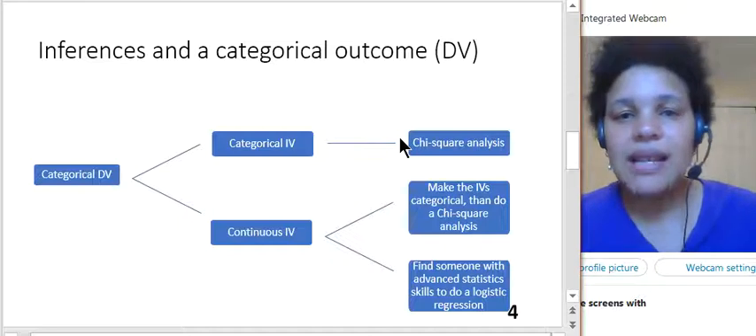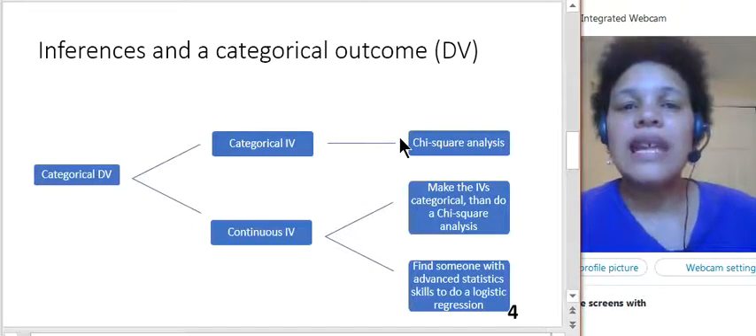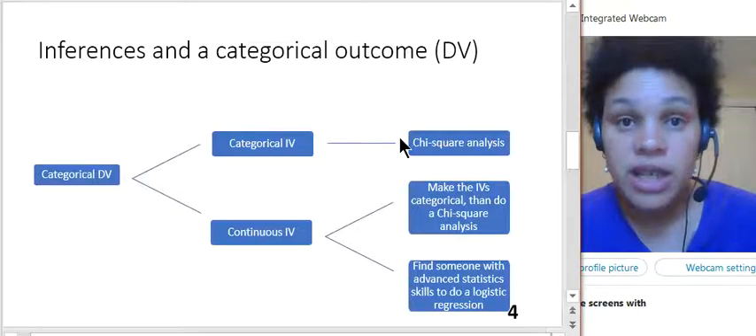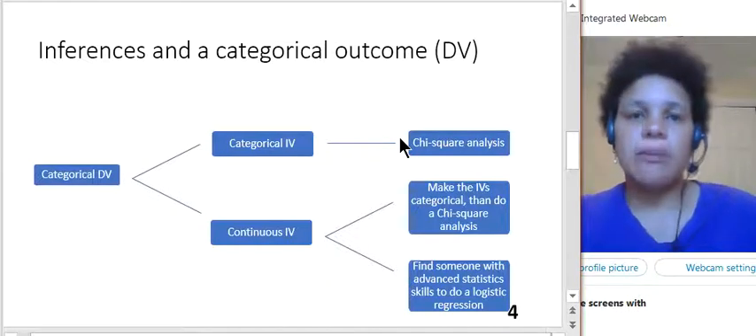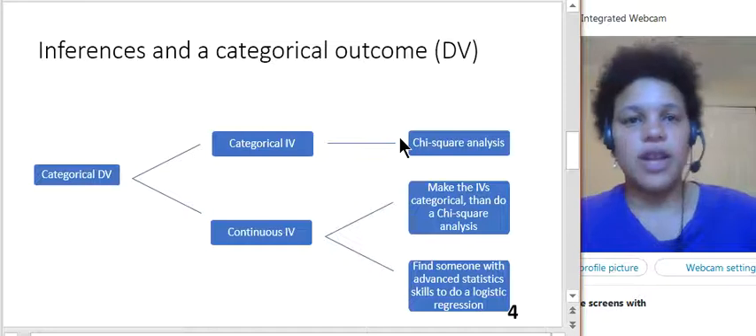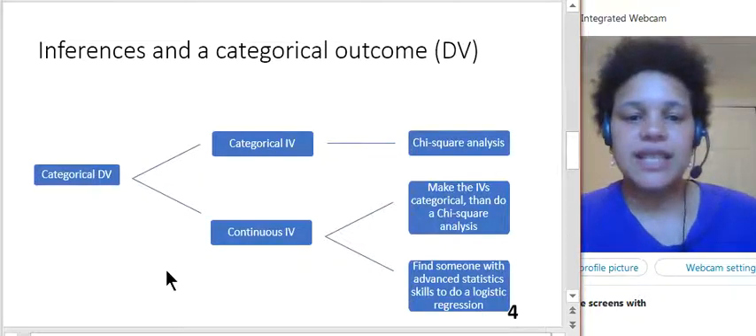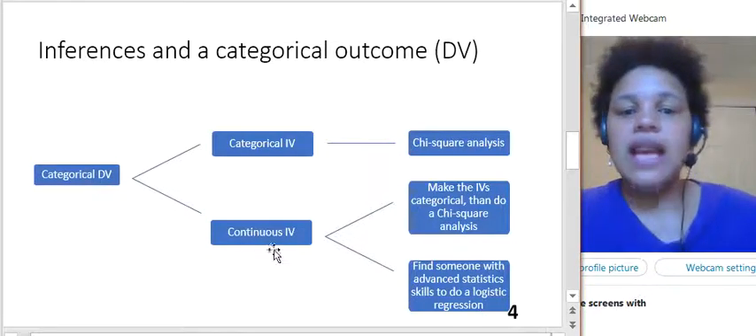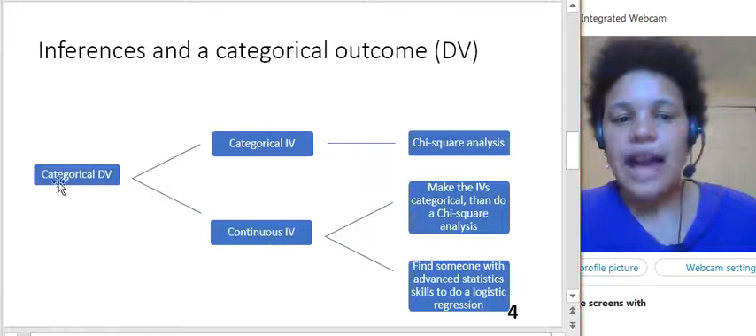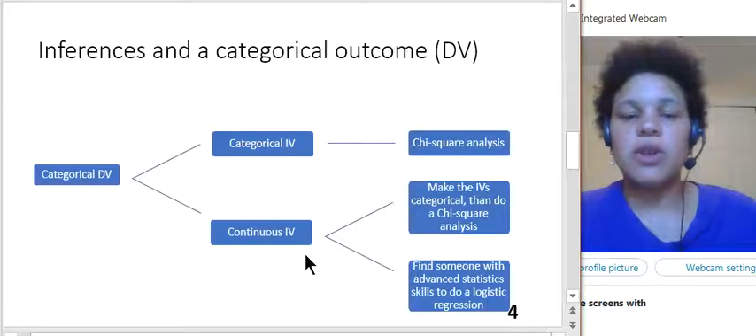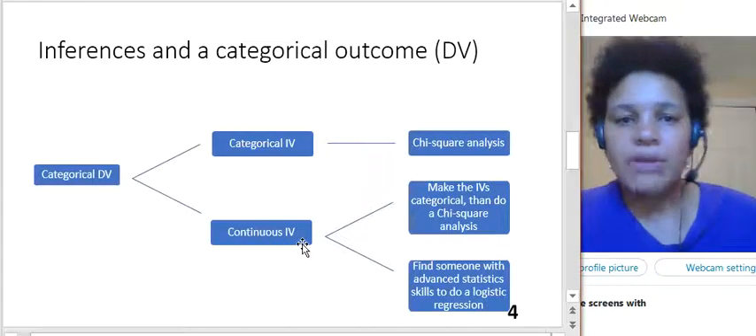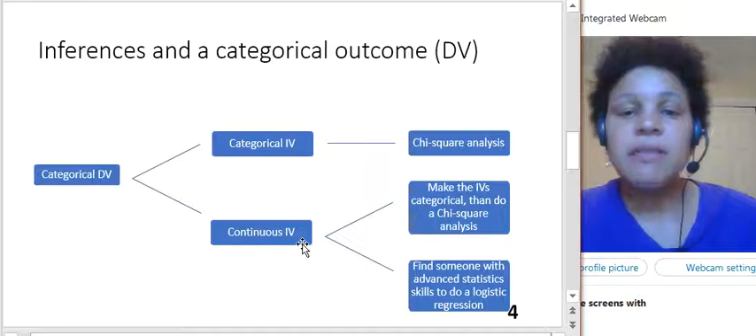Now, chi-square analysis tells you whether you can infer differences in your sample that you see on your contingency table to a larger population. Okay, that's what that does. Now, if you have a continuous independent variable and a categorical dependent variable, the most straightforward way of dealing with that is to make the independent variable categorical and then do a chi-square analysis.